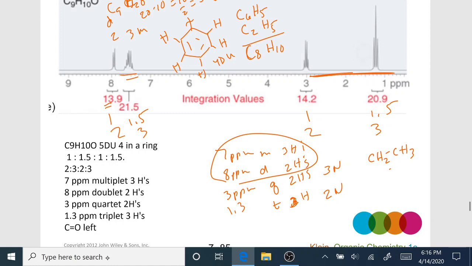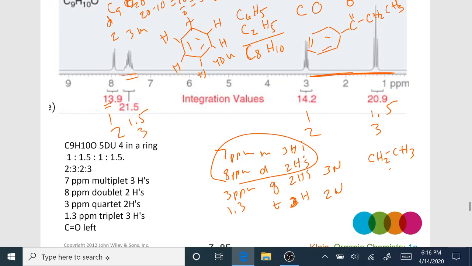What do we have left out here? We've got a carbon and an oxygen left. What does that mean? That means we've got an ethyl group and we've got a carbonyl. We don't have any hydrogens left. That is very interesting. Oh, I see. So we've got a carbonyl, so we've got a ketone. CH2, CH3, and then we've got a benzene ring over here.